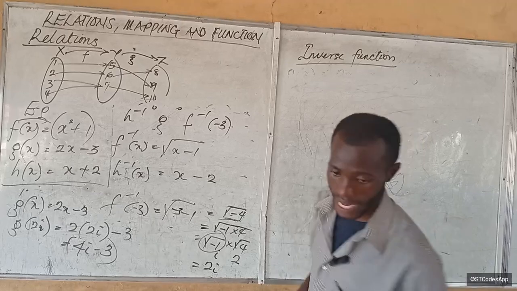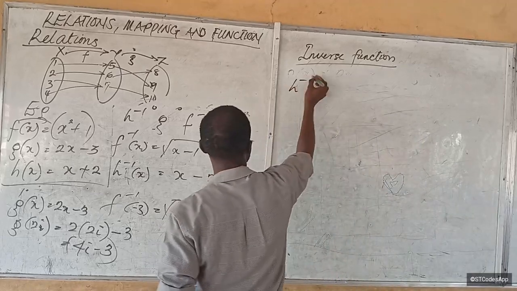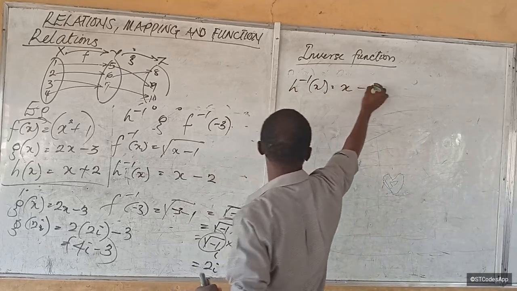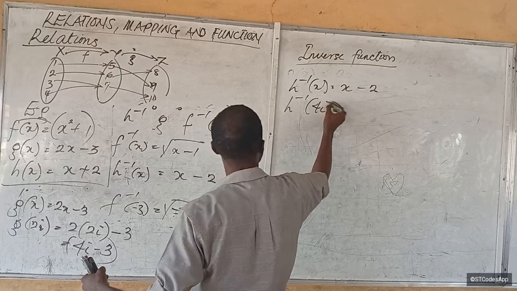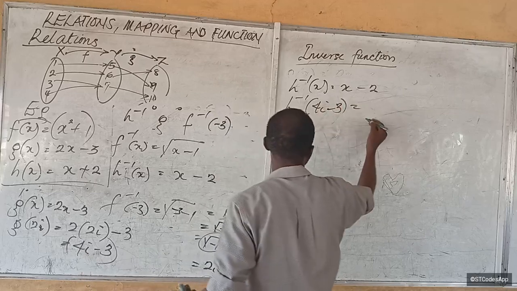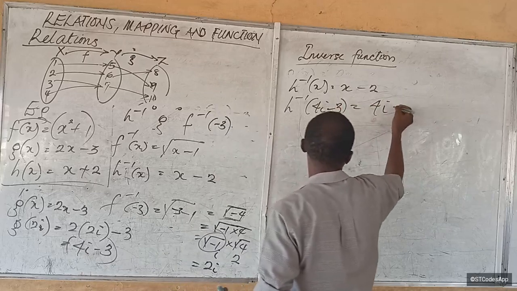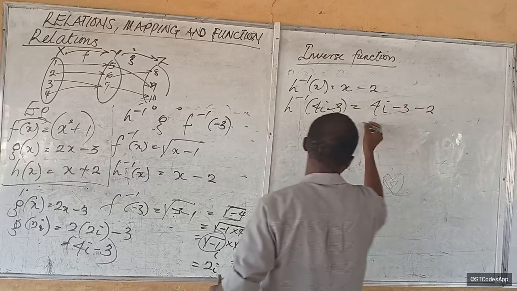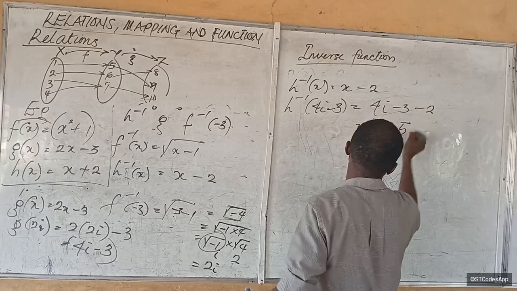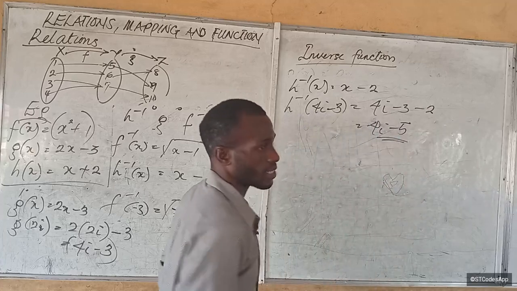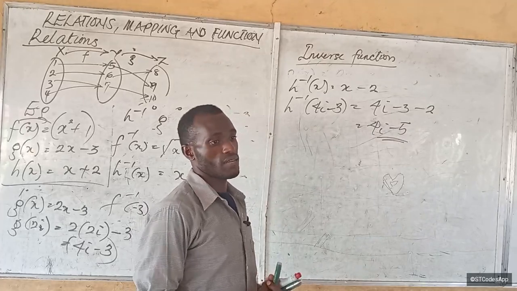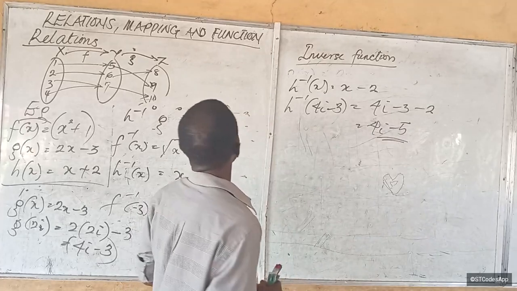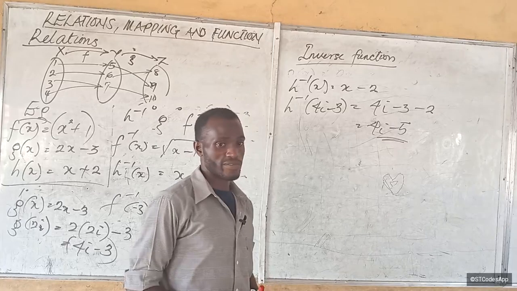Okay, so let's plug that into H inverse. Recalling that H inverse of x is x minus 2. So we'll plug in that, but that becomes H inverse of 4i minus 3. This becomes what? 4i minus 3 minus 2. So that becomes what? 4i minus 5. And so that will be the answer. Is it clear? All right. So that is that for mapping, relations, mapping, and function.